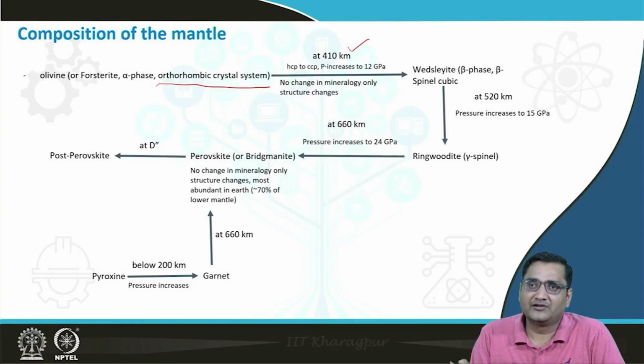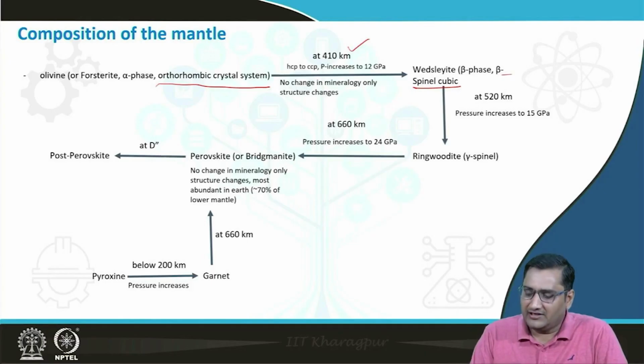The arrangement of the atoms is only changing, but the chemical formula of alpha olivine and beta olivine remains the same. That means the chemical formula of forsterite and wadsleyite is completely the same, but their structure is different. One has an orthorhombic crystal system, and the other has a beta spinel cubic system.